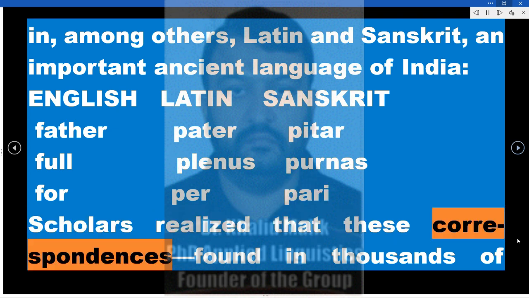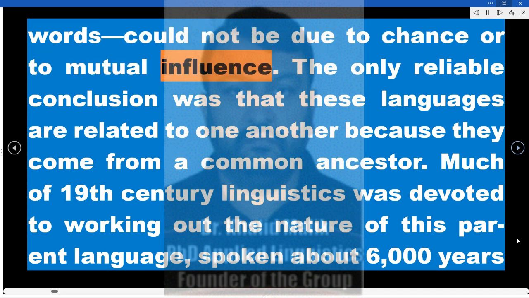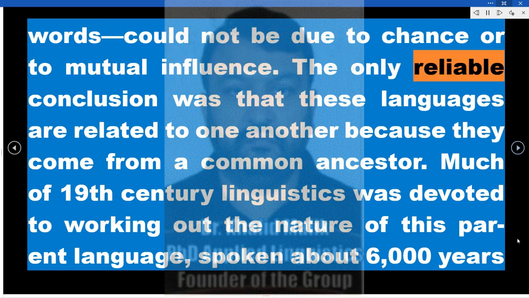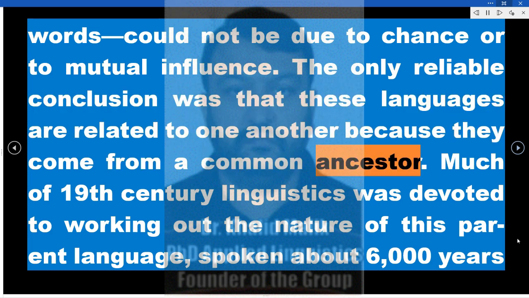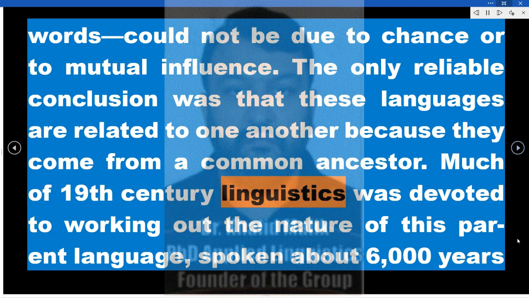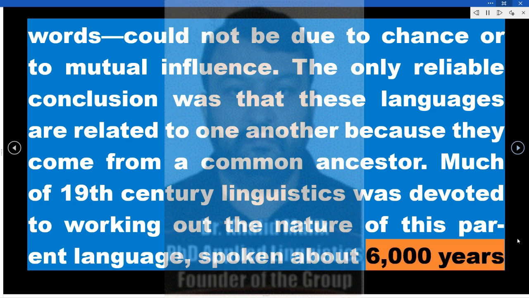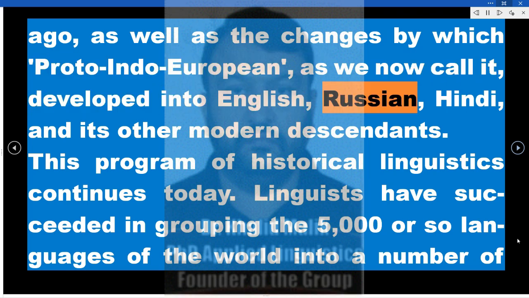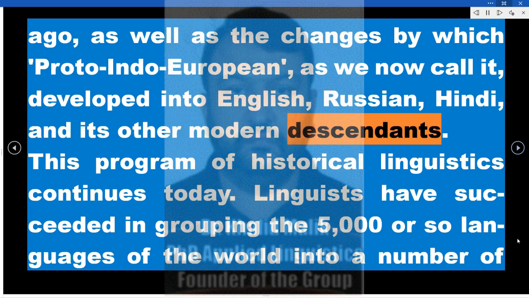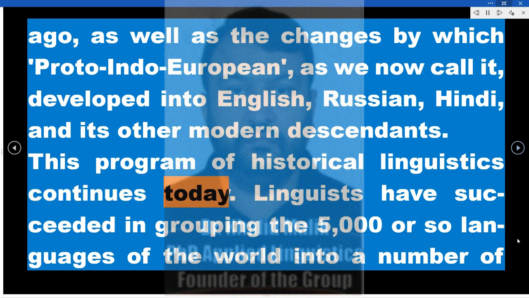Scholars realized that these correspondences, found in thousands of words, could not be due to chance or to mutual influence. The only reliable conclusion was that these languages are related to one another because they come from a common ancestor. Much of 19th century linguistics was devoted to working out the nature of this parent language, spoken about 6,000 years ago, as well as the changes by which Proto-Indo-European, as we now call it, developed into English, Russian, Hindi, and its other modern descendants. This program of historical linguistics continues today.